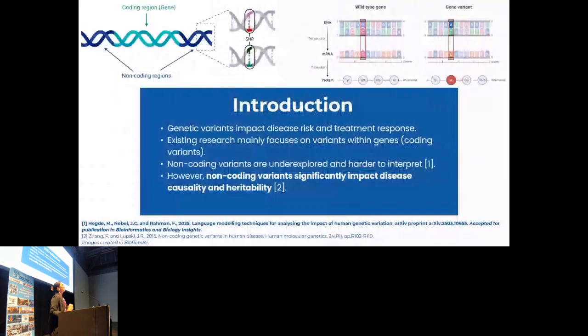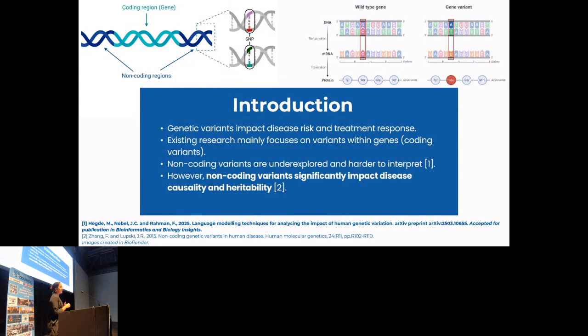Great. So we all know that genetic variants impact disease risk and treatment response, but existing research mainly focuses on variants within genes, so coding variants. But there's actually a lot of importance in non-coding variants too. The non-coding region of our genome plays a huge role in gene regulation, and so any variants here can have a massive impact on disease risk and treatment response too.